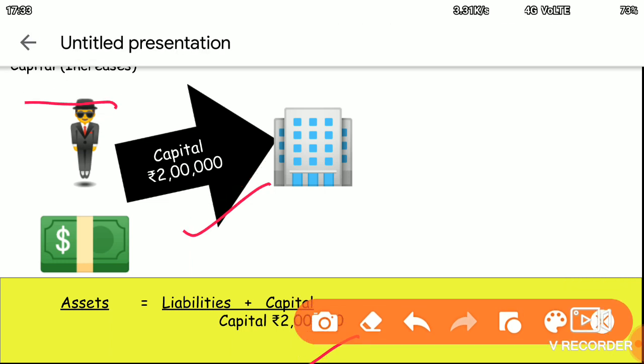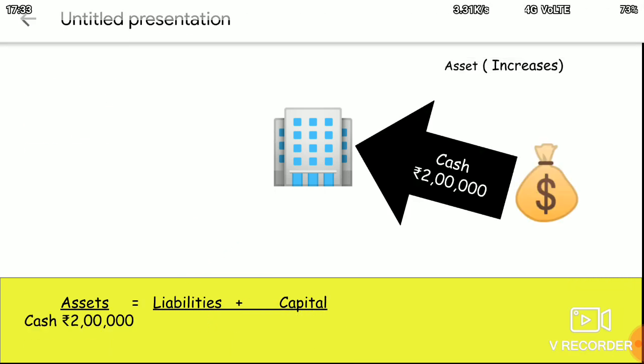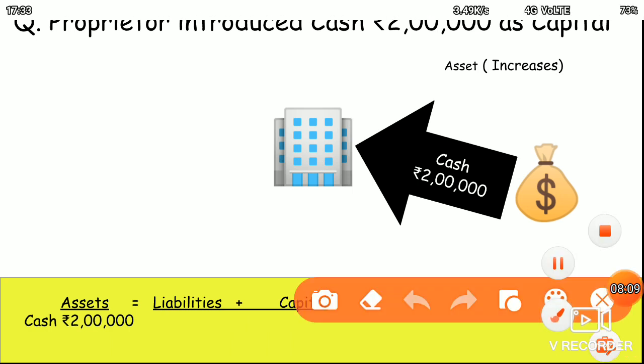Now let us see the other effect. We find that the organization is receiving cash from the owner. So cash is an asset, so the assets will increase. So towards the asset side, we see an increase of 2 lakh rupees in the form of cash.